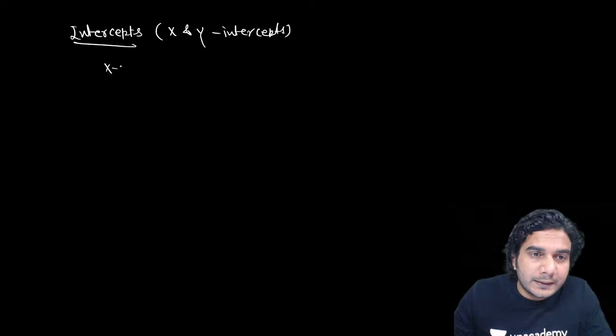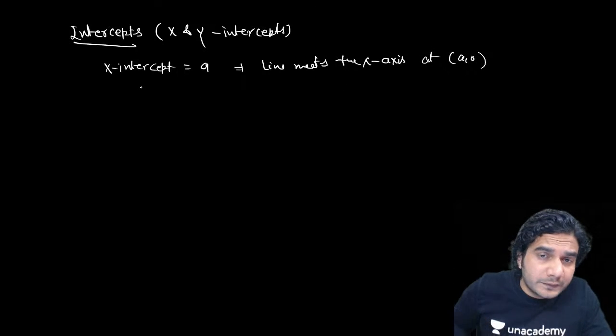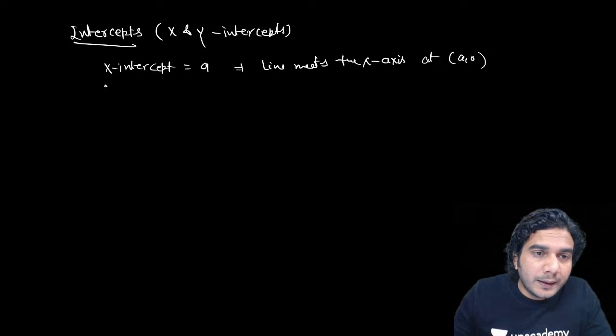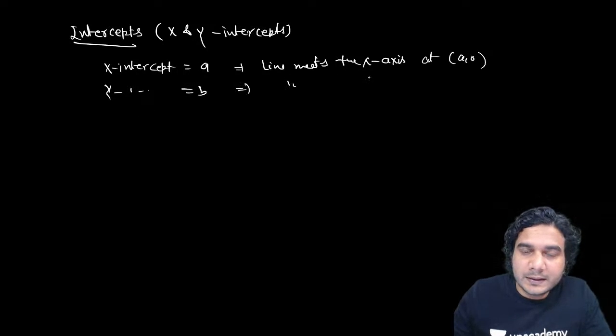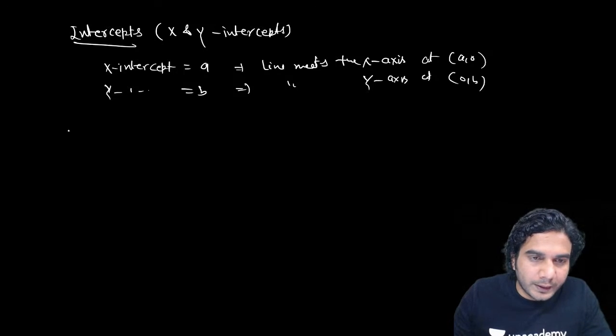It is the x coordinate of the point. So if x-intercept is equal to a, this implies that the line meets the x-axis at a comma 0. That is not the distance. The magnitude of this will be the distance. And similarly, if the y-intercept is b, that means the line meets the y-axis at 0 comma b. Okay, simple. Good, you guys know it.